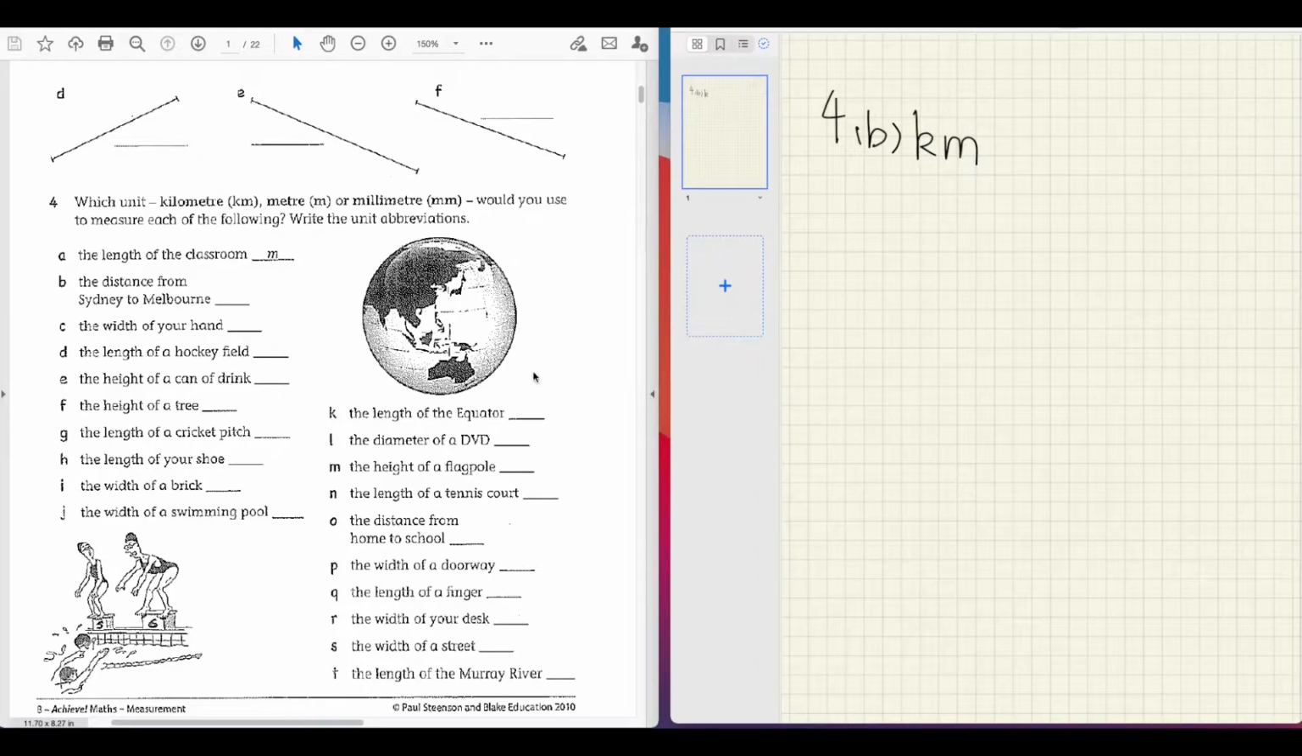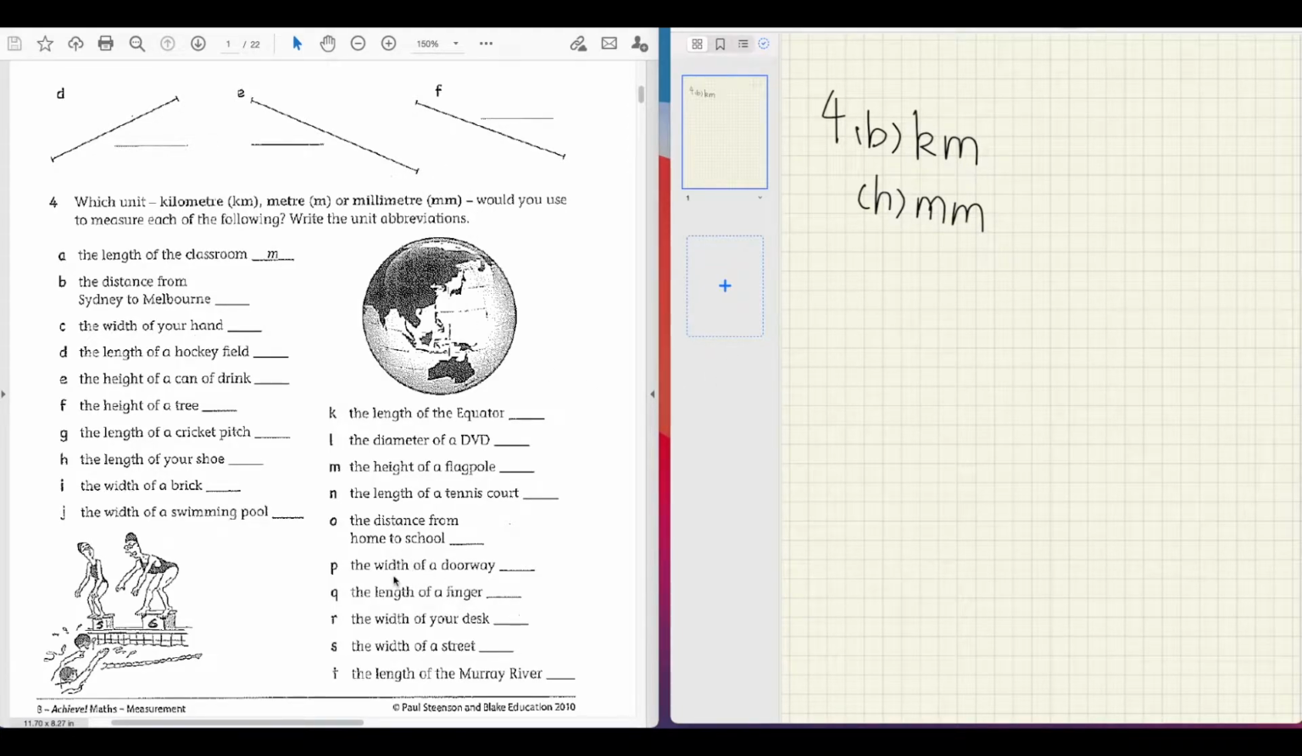Let's pick another one. The length of your shoe. Okay, so it doesn't make sense to use km or meters for the length of a shoe. No one's shoes are that big. It's most likely going to be millimeters, okay? So for 4h, millimeters. Now, I actually think it's better to use centimeters here, but the question doesn't specify centimeters, so I guess the next best thing is millimeters.